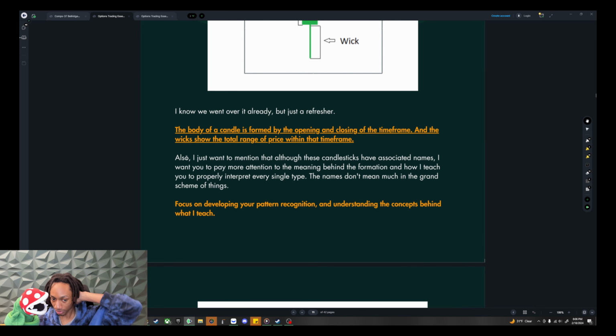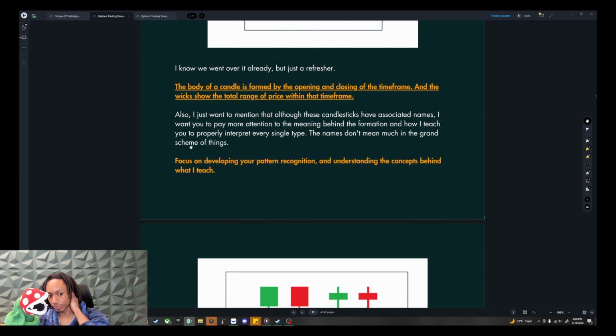These candlesticks that I'm about to show you, these different formations, all have different names. But forget about the names. I need you to understand the context, the meaning, and the concept behind the actual candlesticks, so you can interpret every single type and the implications of supply and demand on them, because that's the most important thing here.